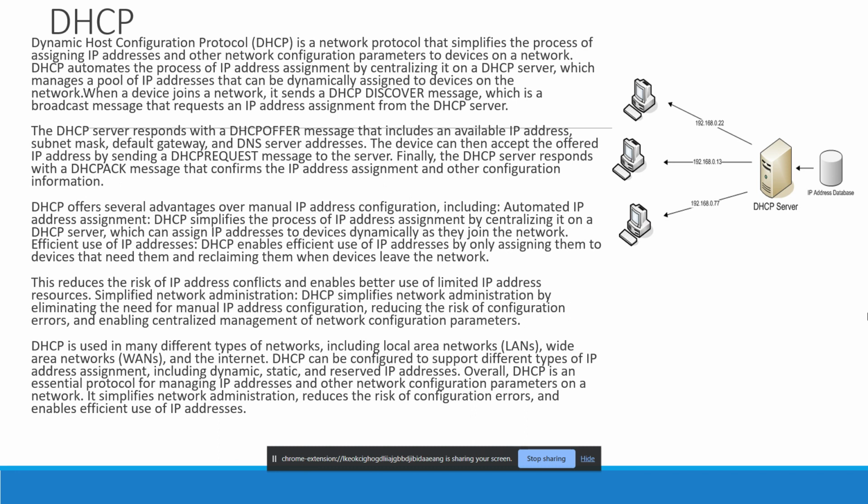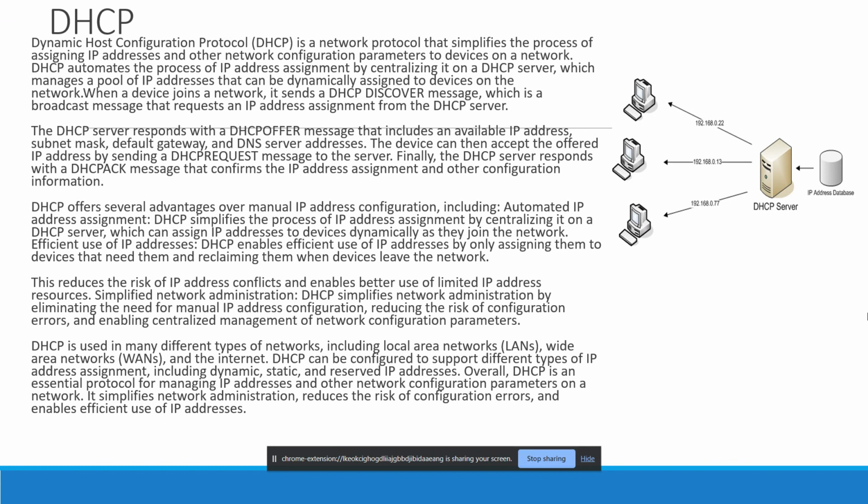The DHCP server responds with a DHCP offer message that includes an available IP address, subnet mask, default gateway, and DNS server IP addresses. The device can then accept the offered IP address by sending the DHCP request message to the server. Finally, the DHCP server responds with a DHCP ACK message that confirms the IP address assignment and other configuration information.